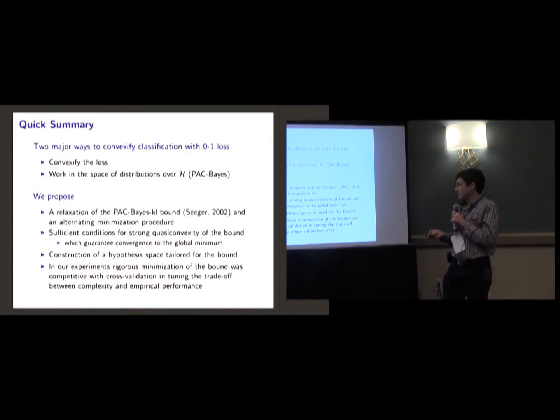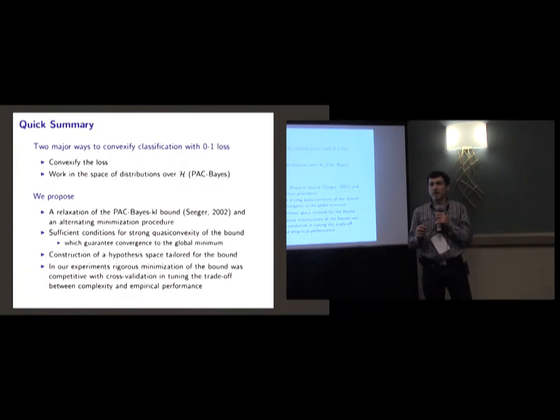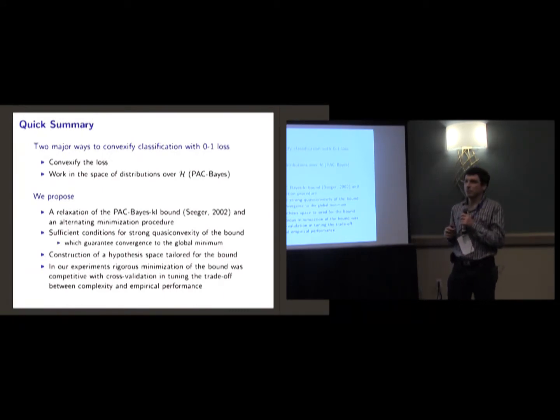Then we provide a special construction of a hypothesis space that works best for this bound. And I will show some experiments where rigorous minimization of the bound was competitive with cross-validation and tuning the trade-off between complexity and empirical performance. So we didn't do any cross-validation of the parameters. We just rigorously minimized the bound, and we were able to compete with cross-validation.